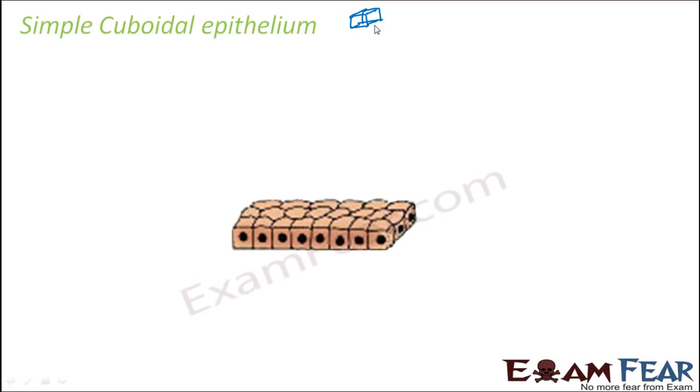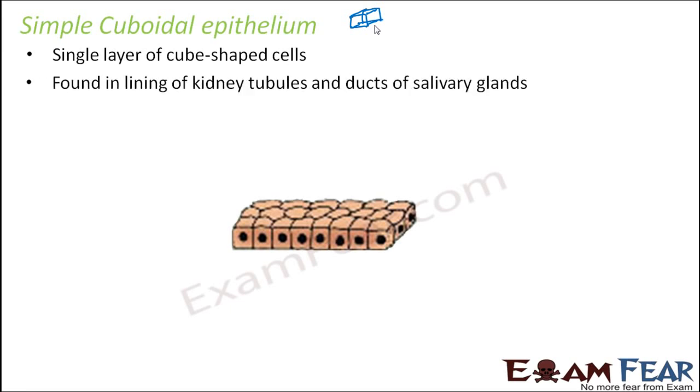Now the question is, what is their function? Where are they found? They are a single layer of cube-shaped cells. They are found in the lining of kidney tubules and ducts of salivary glands. These are the two important places where they are found. Now can you guess what could be their function? If they are found in salivary glands, what are salivary glands?